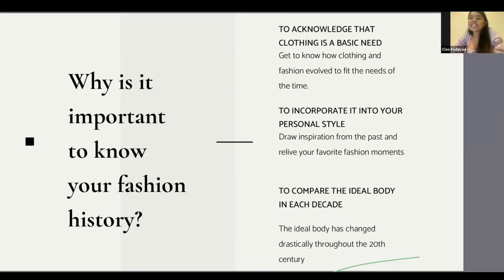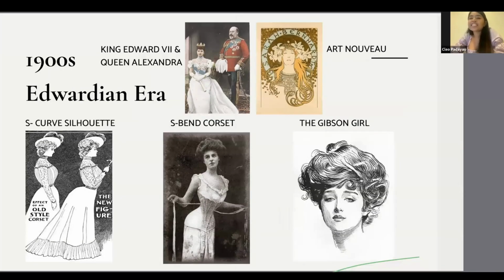And then third is to compare the ideal body in each decade, especially for women, because we'll see later on that in the 20th century and from the centuries before that, women's body changed drastically, even in the span of 10 years or in each decade. So we will get to know about that. So let's proceed to our very first decade, the 1900s.